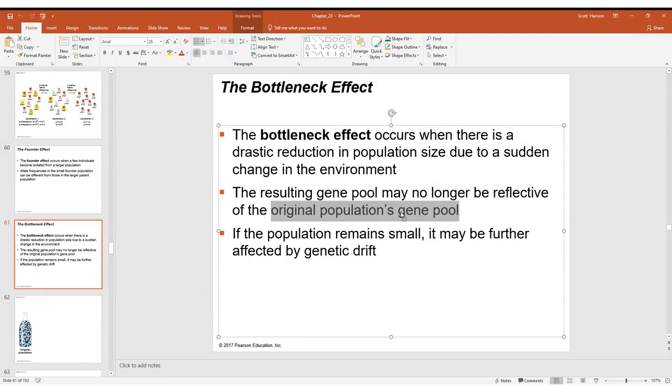And do you remember what a gene pool is? So what is a gene pool? A gene pool is all of the alleles of all the genes that are available, that exist in a certain population. If the population remains small, it may be further affected by genetic drift then.